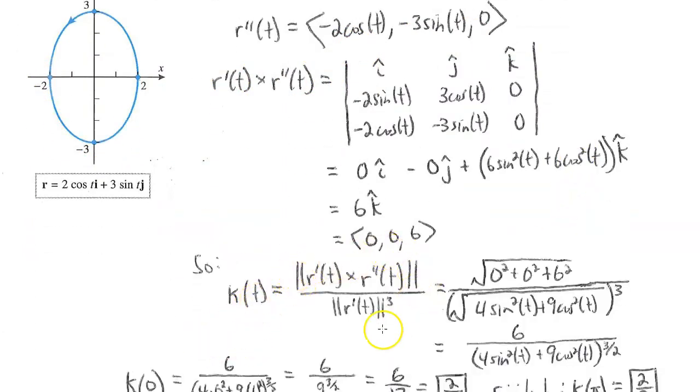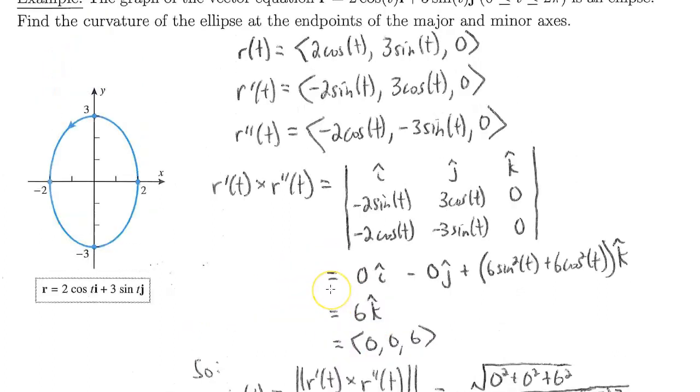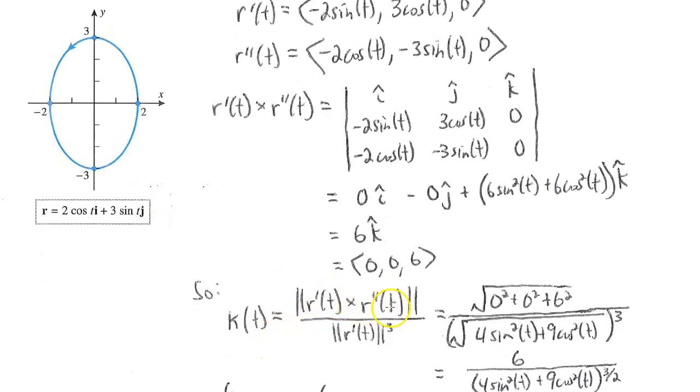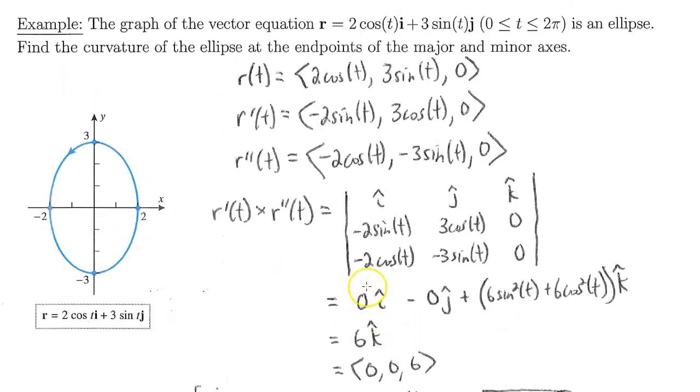Kappa of t equals this. This is our theorem here. To do that, though, we need to find r prime and r double prime. So let's do that.